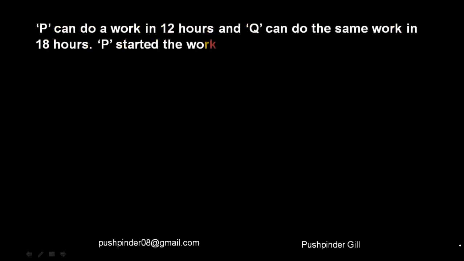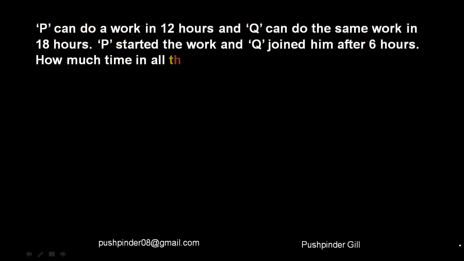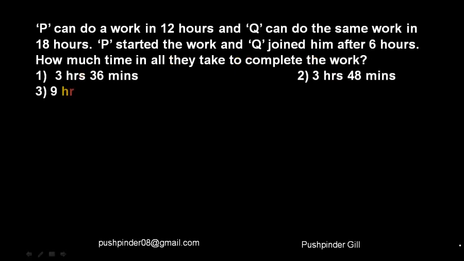All right. So let's see this question. P can do a work in 12 hours. Q can do the same work in 18 hours. P started the work and Q joined him after 6 hours. How much time in all did they take to complete the work? You see, the approach that I gave in the beginning of the video is the basic approach. Now you all must be understanding how this number of units approach is better, right? So let's see the question.